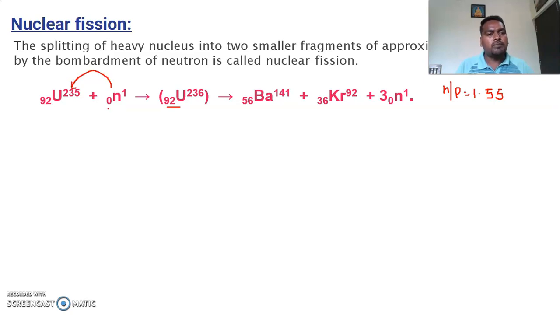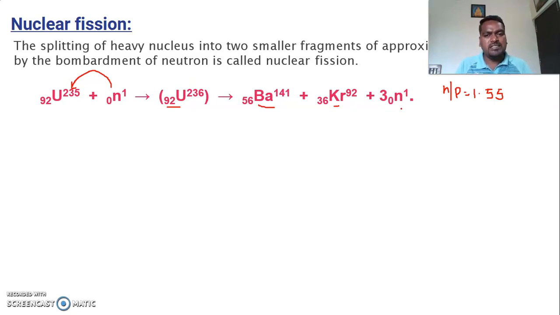To this unstable uranium, again we are adding one more neutron. So at that moment the N by P ratio further increases. So when you pass the slow moving neutron to the uranium, at that moment the stability further decreases. That means it is highly unstable after you bombard the slow moving neutron onto the uranium nucleus. So at that moment it's unstable and it breaks. In order to overcome the instability and form stable nuclei, this uranium 236 splits into barium and krypton and 3 neutrons.